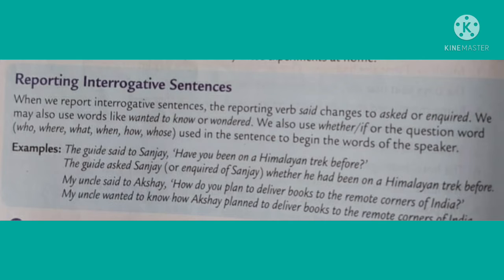Second one, reporting interrogative sentences. When we report interrogative sentences, the reporting verb said changes to asked or inquired. We may also use words like wanted to know or wondered. We also use if or whether or the question word who, where, what, when, how, and whose used in the sentence to begin the words of the speaker. Examples: the guide said to Sanjay, have you been on a Himalayan trek before? The guide asked Sanjay or inquired of Sanjay whether he had been on a Himalayan trek before.